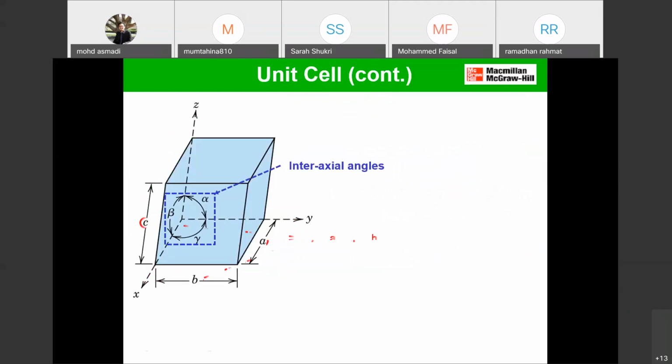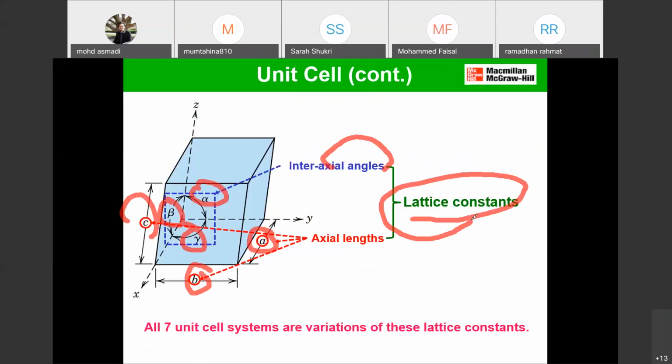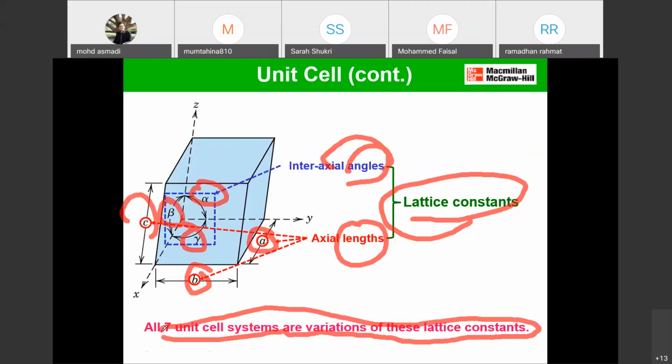Let's see the definition of the unit cell also. If you look at here, the unit cell has interaxial angles, and it also has different lengths. We call these the lattice constants. Different cells have different angles as well as lengths. You have to remember, there are 7 unit cell systems, a variation of these lattice constants, differing in the lengths as well as the angles. So let's see these 7 unit cells which are generally available.